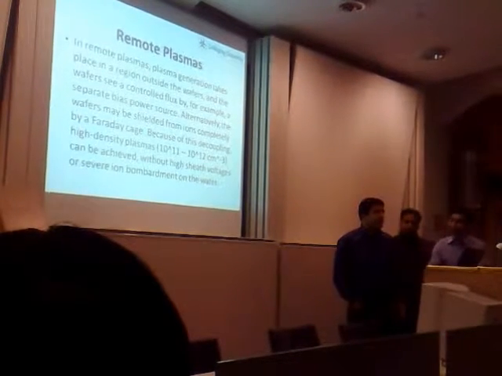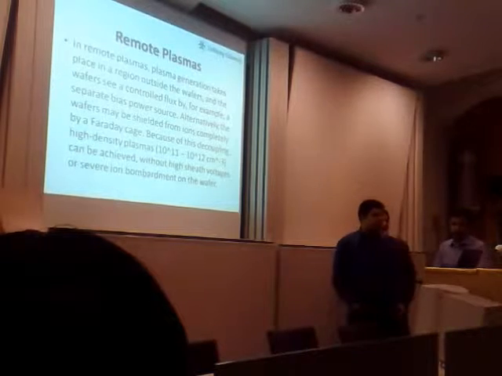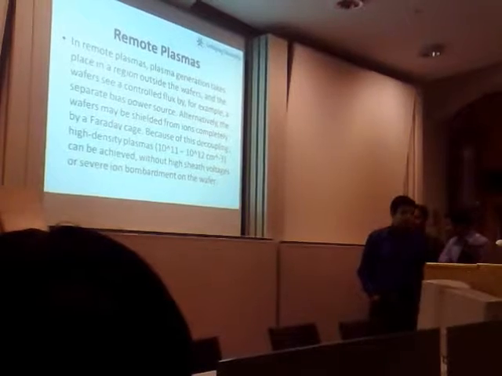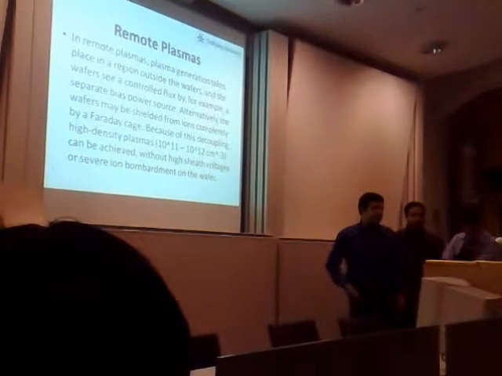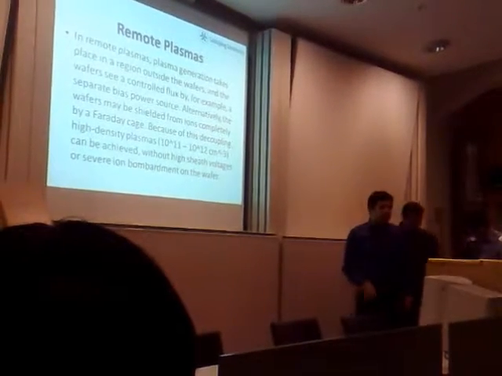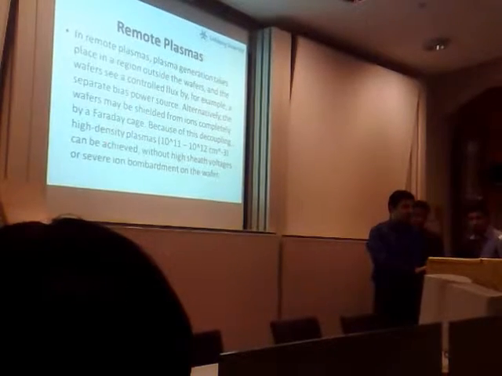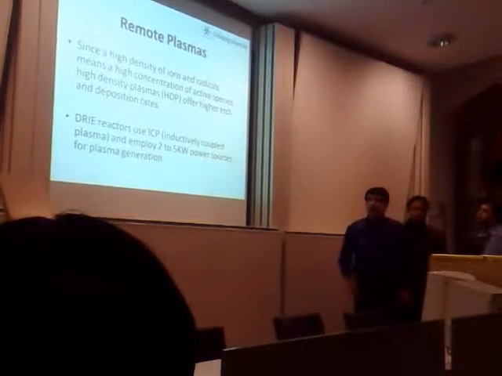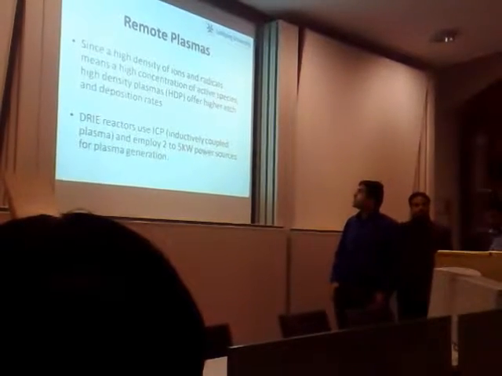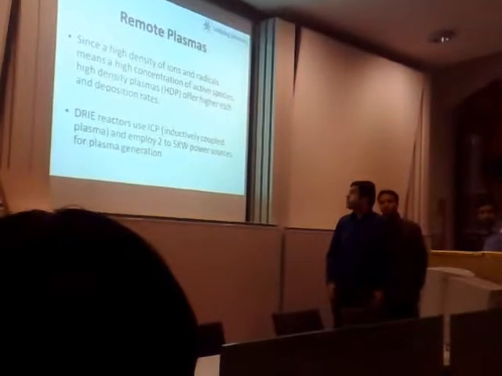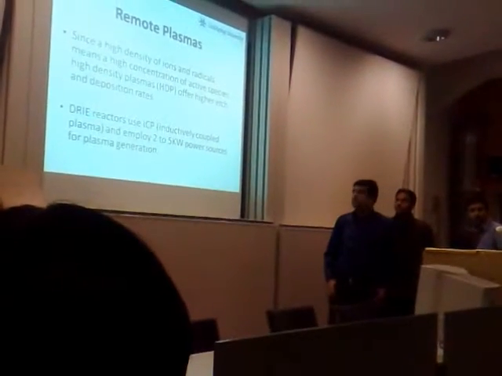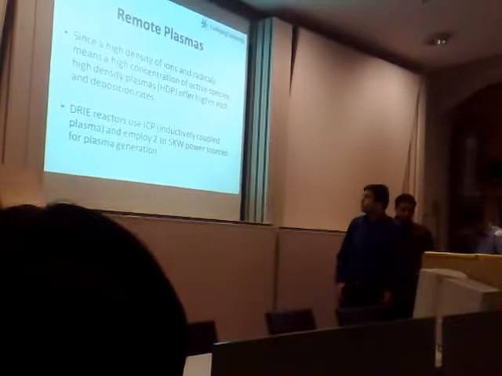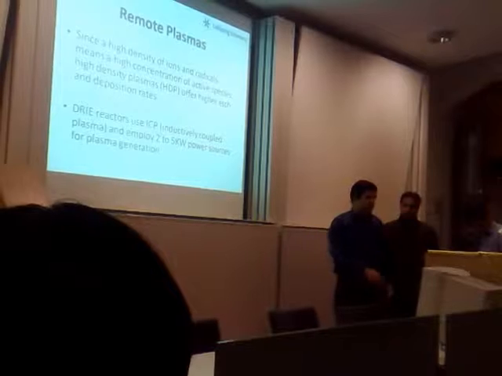And the wafer sees a controlled flux by, for example, a separate bias power source. Alternatively, the wafers may be shielded from ions completely by a Faraday cage. Because of this decoupling, high density plasmas, 10^11 to 10^12 per cubic centimeter, can be achieved without high sheath voltages or severe ion bombardment on the wafer. Since high density of ions and radicals means a high concentration of active species, high density plasma offers higher etch and deposition rates. HDP reactors use inductively coupled plasmas and employ 2 to 5 kilowatt power sources for plasma generation.